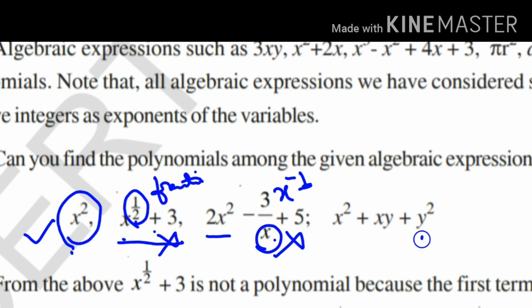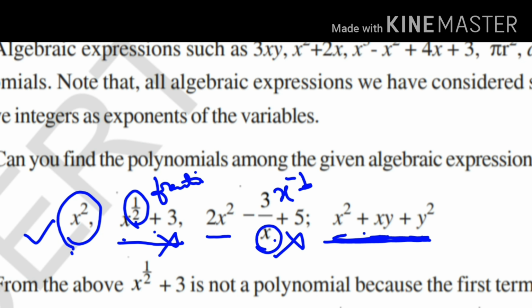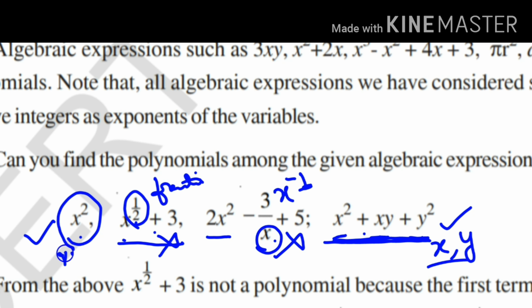And if you observe the next example, x square plus xy plus y square, yes, this is also a polynomial in two variables. It has two variables x and y, whereas the earlier ones have only one variable x. These two are not polynomials.